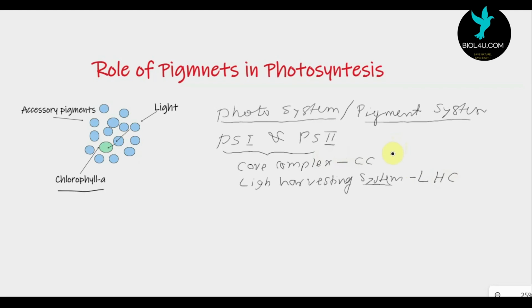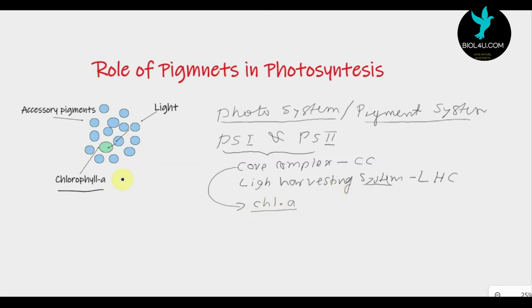Okay, let us study this. Take the core complex first. This core complex contains a specific chlorophyll A. Specific chlorophyll A means chlorophyll A is of different types according to the light wavelength absorbed by the chlorophyll A.